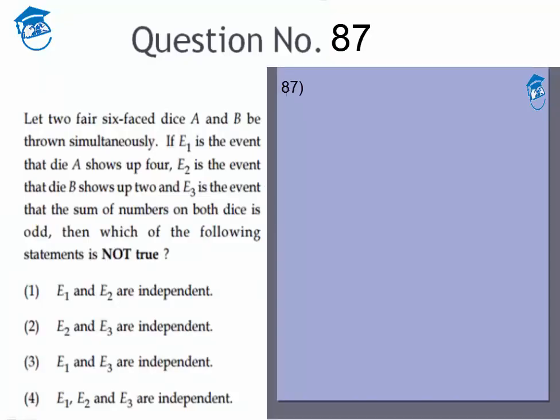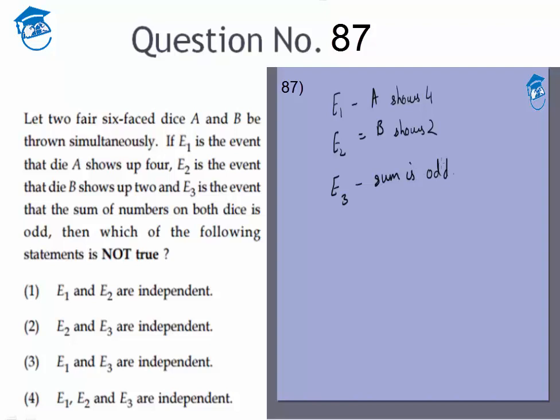In the next question, we are given two fair six-sided dice, A and B, thrown simultaneously. E1 is the event that A shows 4. E2 is the event that B shows 2. And E3 is the event that the sum is odd.